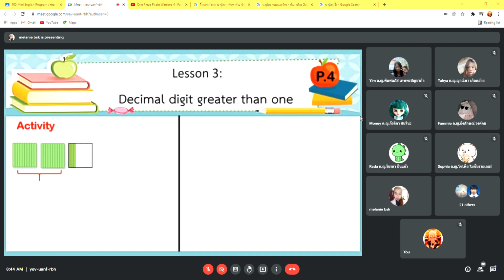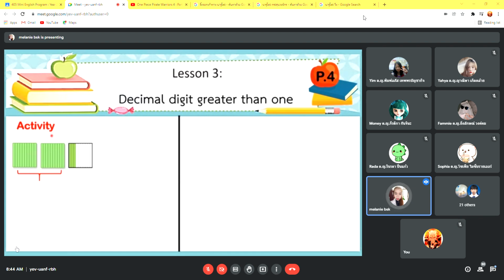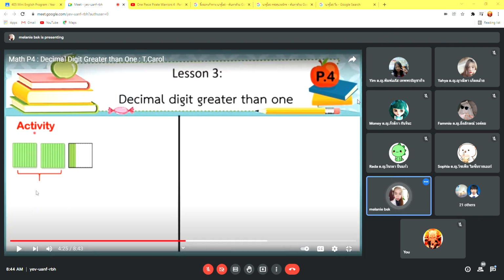As you can see on your screen, if you're going to write this one in decimal, how are you going to write it? Okay, so you have 2 whole numbers, and then a part of one square was shaded. How many shaded parts? 1, 2, 3.